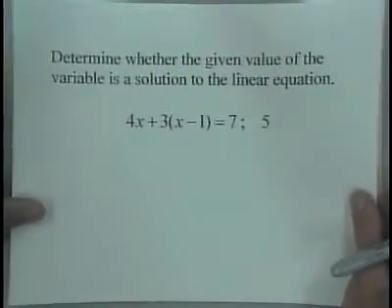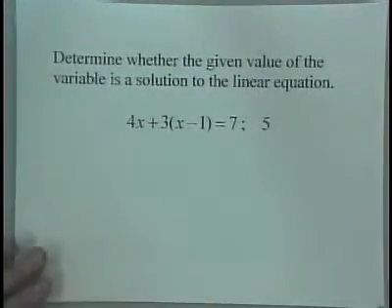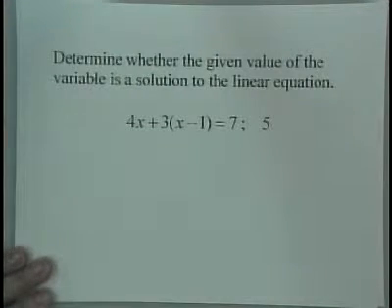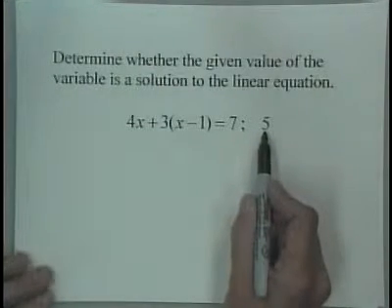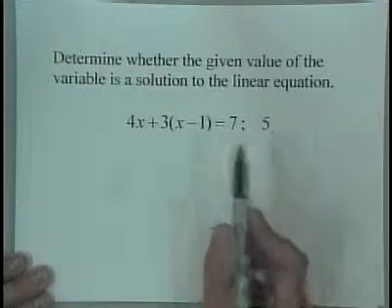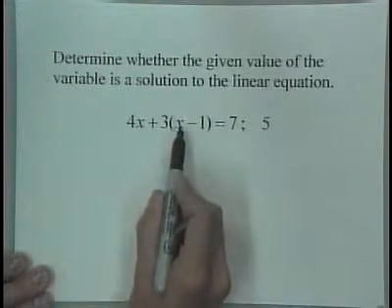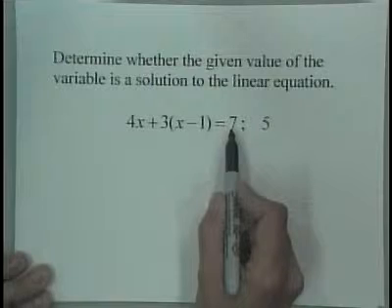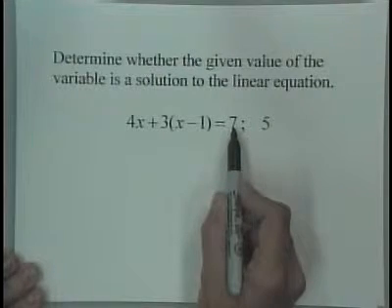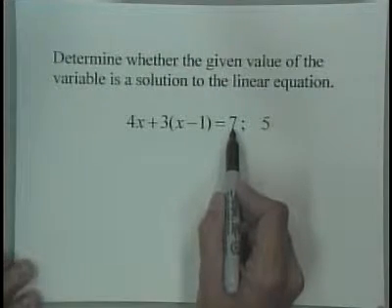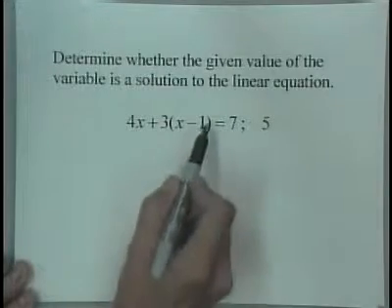Let's try another. What we want to do here is determine whether the given value of the variable is a solution to the linear equation, just as before. The value of the variable we're going to use is 5. It will be substituted for the variable x. Notice that the right-hand side is the number 7. There isn't a variable for us to substitute for.